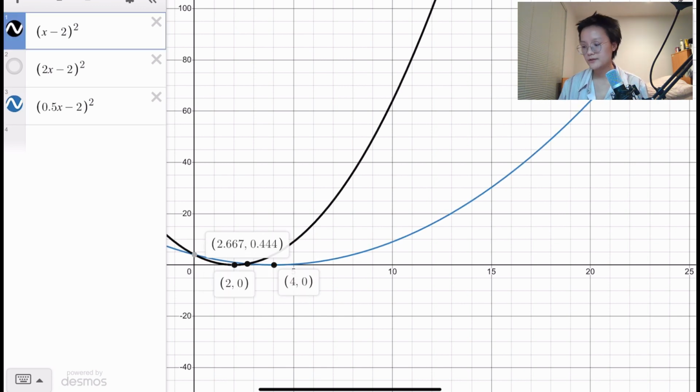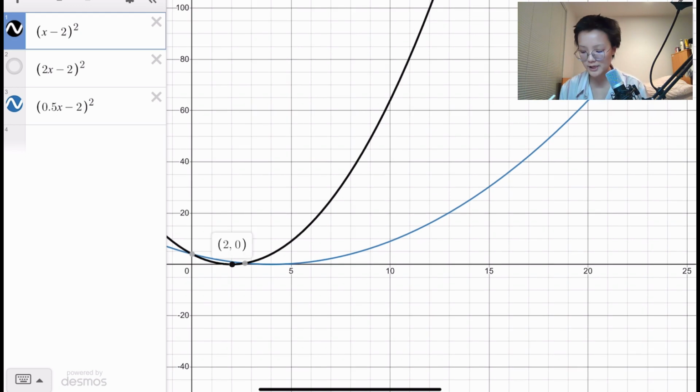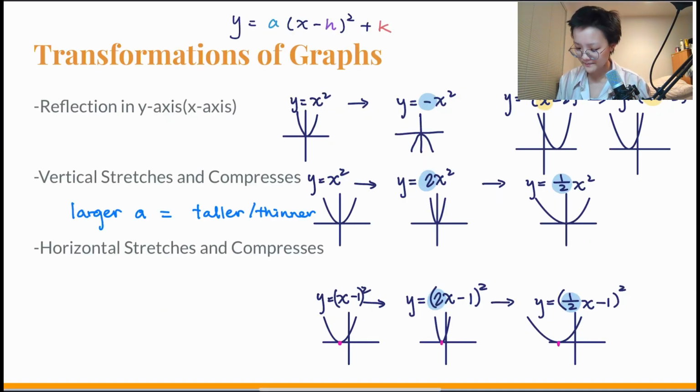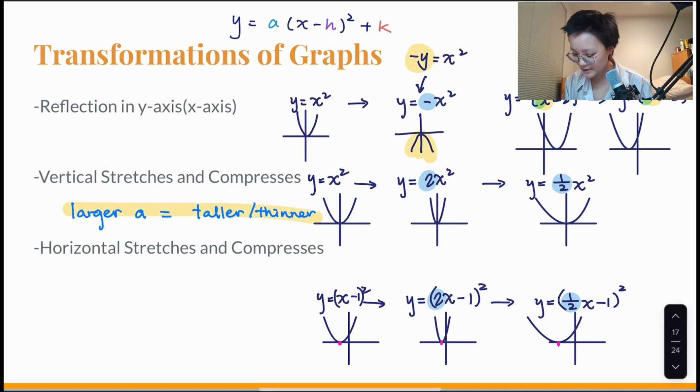I hope that gives you a sense in terms of this transformation. So, in summary, the reflection in the y-axis is when we multiply a negative number to the entire thing. Vertical stretch: a larger A will make it taller or thinner, and a smaller A will make it wider. And the horizontal stretch, similarly, a larger A means thinner, but this also changes the vertex coordinates.